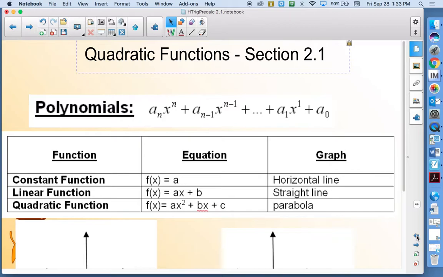So a polynomial has a form that looks crazy with that a sub n x to the n plus a sub n minus 1 x to the n minus 1, and then it goes on forever. And then it goes down a1 x to the first, and then a sub 0. So that's the form of a polynomial, which looks really confusing. It looks weird. It looks long. But a polynomial has whole number exponents.